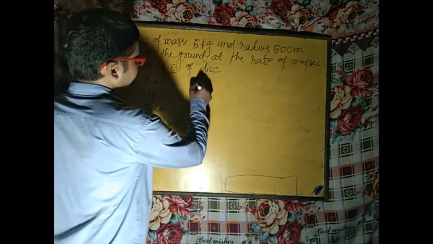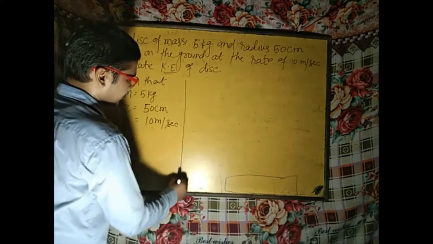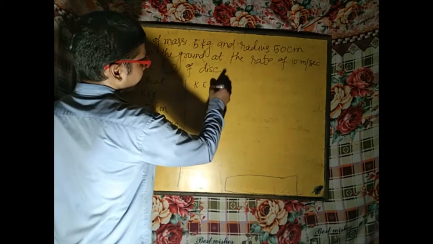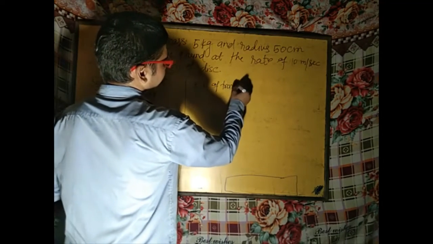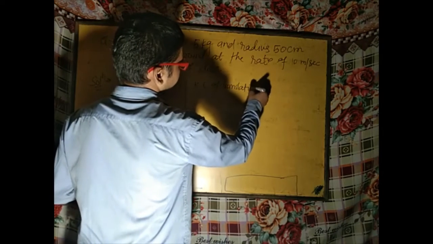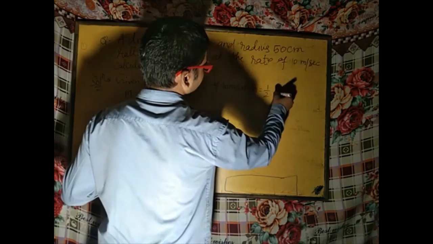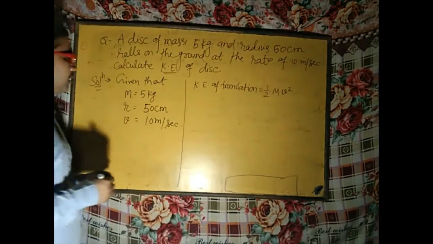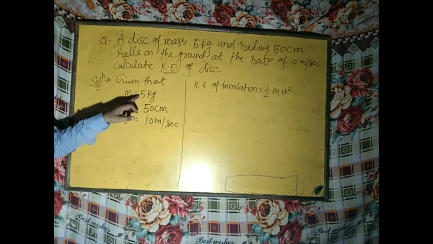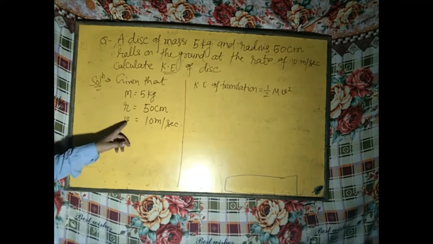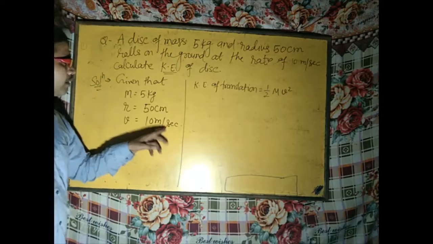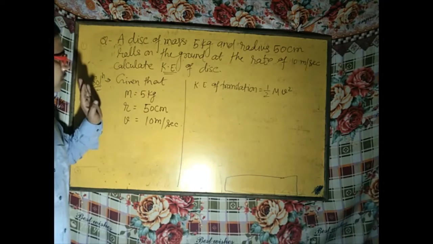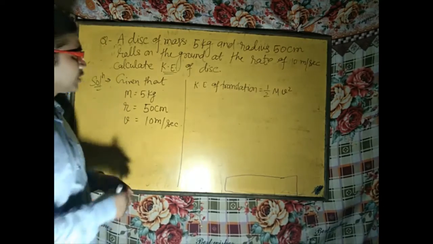So we are going to solve for kinetic energy of translation. Kinetic energy of translation is given by 1 by 2 mv square. Now you can see here, mass is given as 5 kilogram and velocity is given as 10 meter per second. Both are in MKS units. Okay, so we can use these values easily.